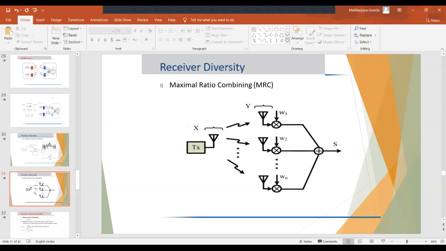Then there is the process known as maximal ratio combining. It is known as MRC, right? The transmitter side will be transmitting the signal. So in a wireless channel, it will pass through different paths. At the receiver side, from the receiving antenna, each received signal will be weighted by the weighting factor W1, W2, and so on, WN. Among this, the best one will be selected. This is a select combiner.